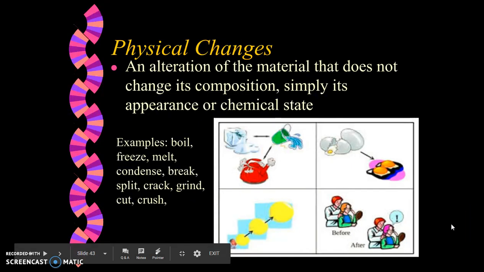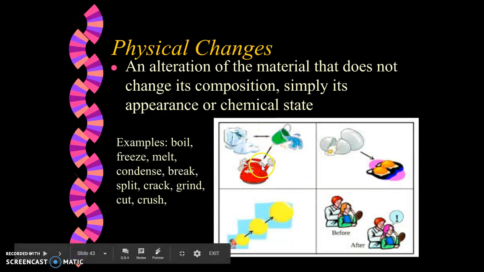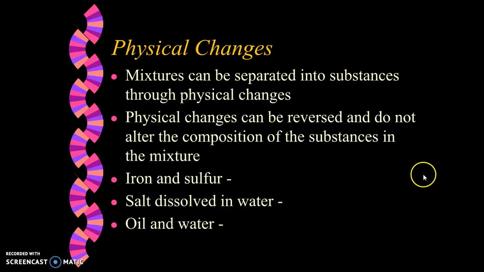Most of the time we think of physical changes as reversible. If I break a rock in half, I'm not going to be able to put it back together, but theoretically I should be able to. But if I boil water to create steam, I can cool that down to get it back into a liquid again. So, physical changes, some examples.